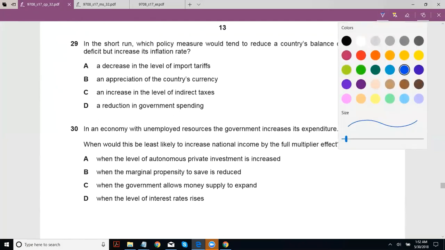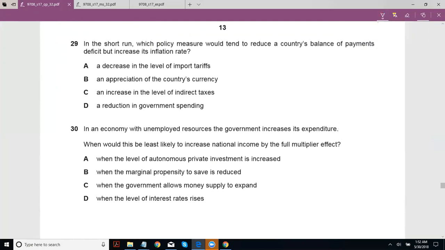Okay, so let's go to 29. In the short run, which policy measure would tend to reduce a country's balance of payments deficit, but increase its inflation rate?